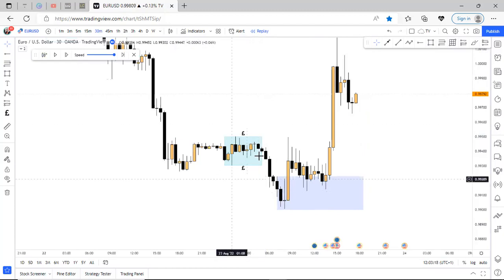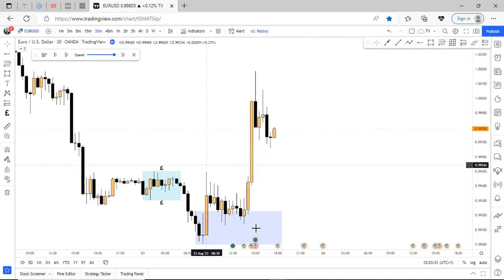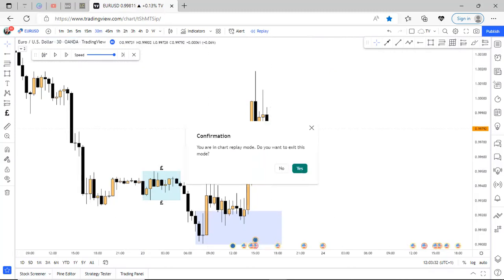Just by adding this indicator to my chart, I was able to capitalize on the fact that the Asian range low liquidity has been taken out. Then I got into my buy trade. Okay, so let's move forward. Let me show you another example on the chart.